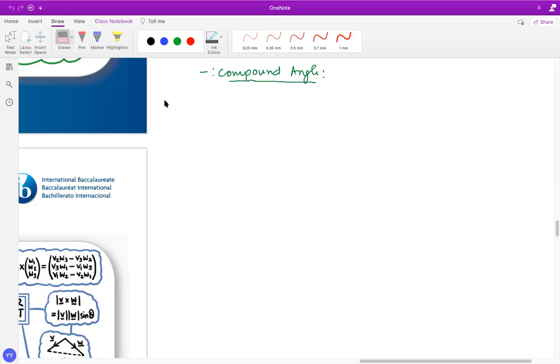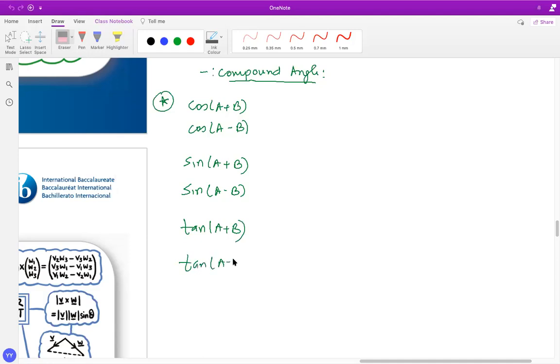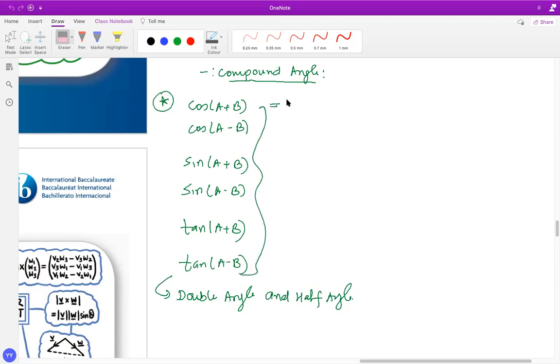So the compound angle formula that we got to study in our HL syllabus is basically the cos A plus B formula, cos A minus B, sin A plus B, sin A minus B, and of course the tan A plus B, tan A minus B formulas. And then after that, there are double angle and half angle formulas. Now, what exactly are these formulas? These all are in your data booklet, so nothing to worry about. But in case you can remember them, it is always good.